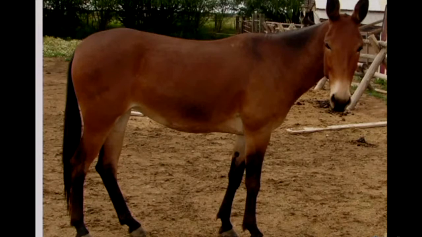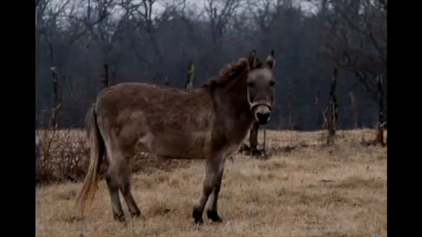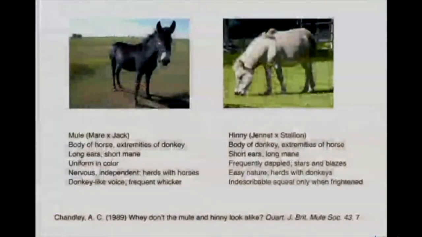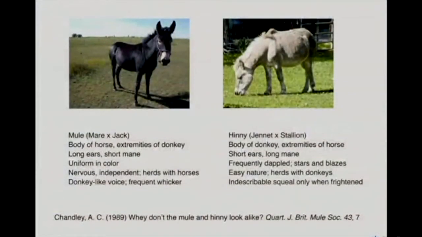They're very, very few in the city, but you've seen pictures of them. Now, the reciprocal cross is much less well known. This is a hinny. It's the product of a jenny, which is a female donkey, and a stallion, a male horse. And this animal is dramatically different in virtually all aspects. And those are summarized on this slide. This is from the Quarterly Journal of the British Mule Society.